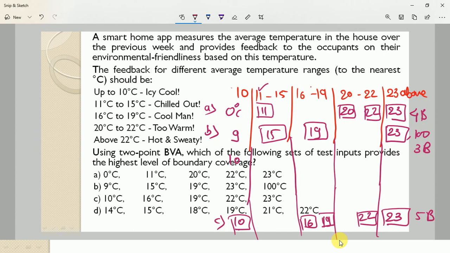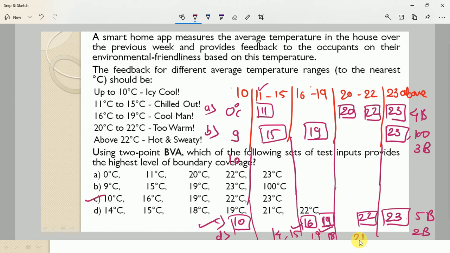Next, option D: 14 comes here, 15 is also here, then 18 we have here, 19 in the same class, and then 21. But if you focus on valid boundaries, I guess only 2 values are valid boundaries. So what is the question? The highest level of boundary coverage. Of course, we are getting it in option C, where 5 values are available as valid boundaries. So option C is the correct answer for this.